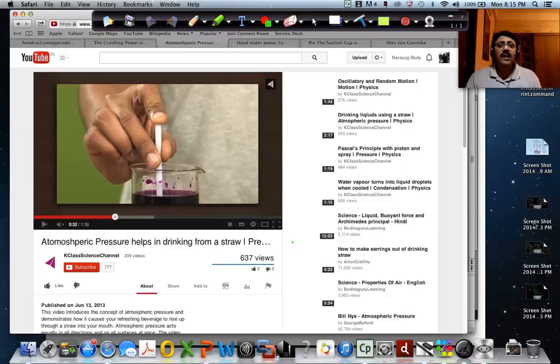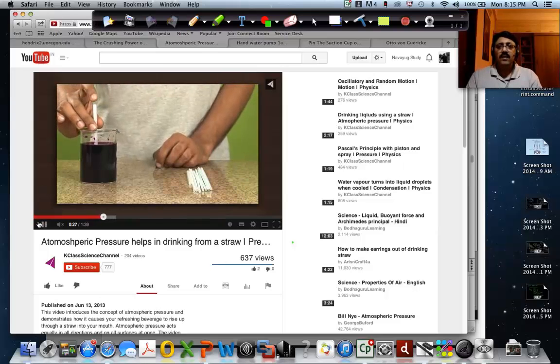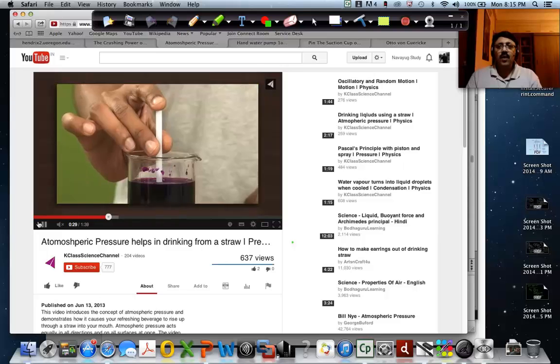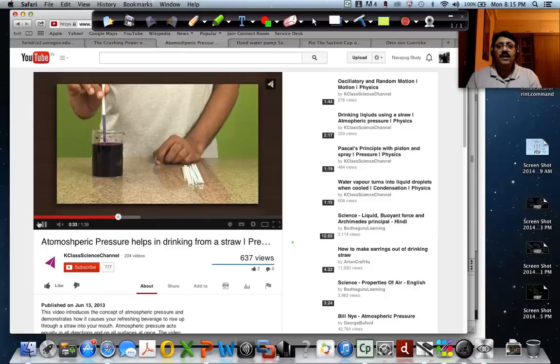So let us look at another small experiment. Here what he has done is he has taken a straw. He has covered one end of the straw completely with a finger, and he is dipping that straw into this colored water. Okay, let us start from there. Now he is, yeah, okay, you're done. Now let us see what happens when he lifts.